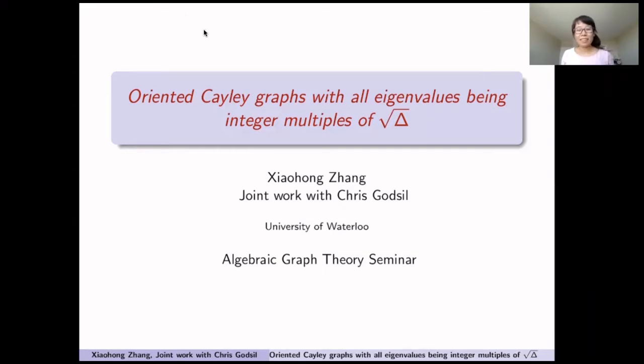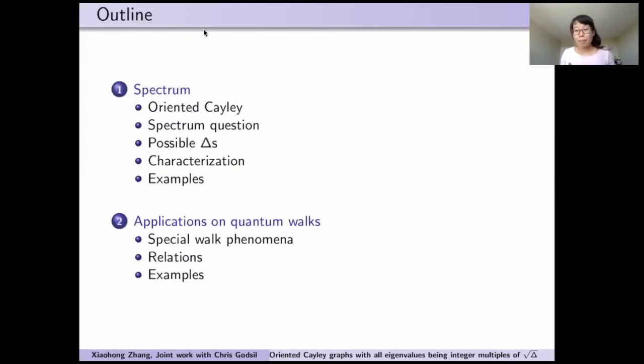So we're going to talk about oriented Cayley graphs. This is a joint work with Chris. This talk has two main parts. The first part is we get the characterization of such oriented Cayley graphs. The second part, we will see some of its applications in continuous quantum walk on oriented graphs.